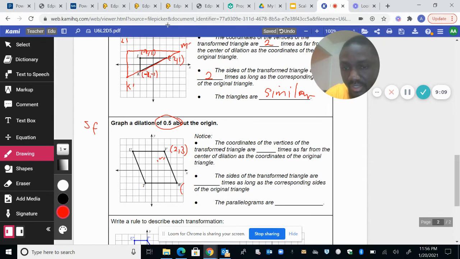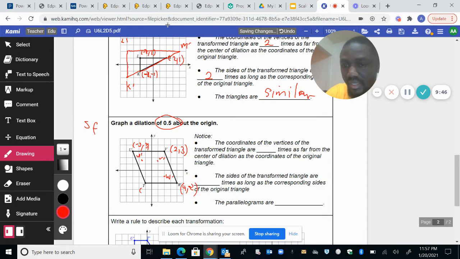My W has X as 1, 2, 3, 4, and Y is negative 2. So I'm going to take half of 4, which is 2, and half of negative 2, which is negative 1. So I'm going to have W prime here. My U has X component negative 3 and Y component 3. So I'm going to take half of both of them, which is negative 1.5 on the X axis and 1.5 on the Y axis. So I'm going to have U prime somewhere here.